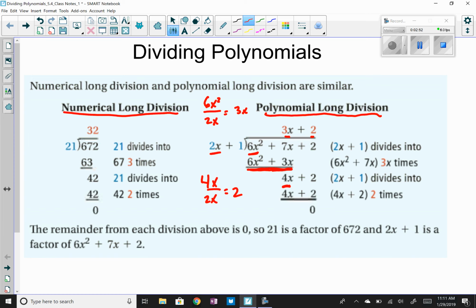So whenever there's no remainder, that means that the divisor is a factor of the expression. So in other words, here on the numerical side, since we have no remainder, 21 is a factor of 672. Here with the polynomial long division, since we had 0 or no remainder, that means that 2x plus 1 is a factor of 6x squared plus 7x plus 2.